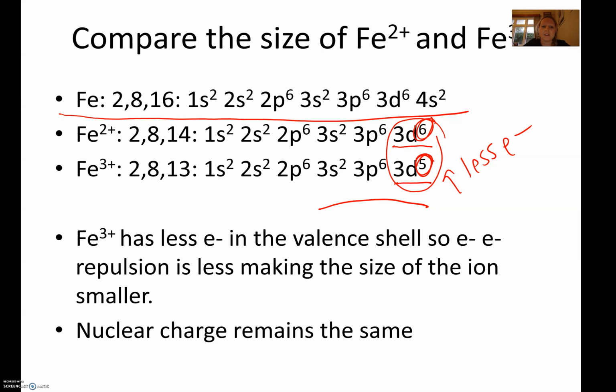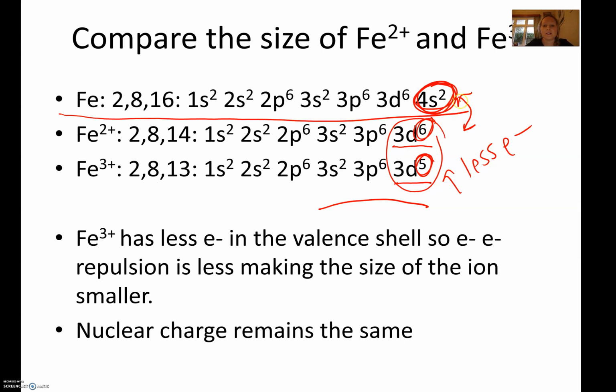Just as a comparison, because this is quite a good one, if you were to compare the size between Fe and Fe2+, then the answer would be that Fe would be larger because it's got the extra 4s electrons in the 4th energy level. Therefore the valence electrons would be further from the nucleus with greater shielding by inner shell electrons, making the size of the atom larger than the ion Fe2+.